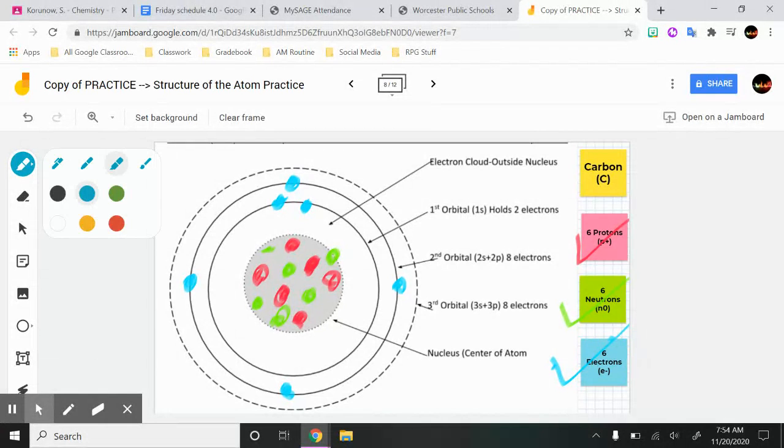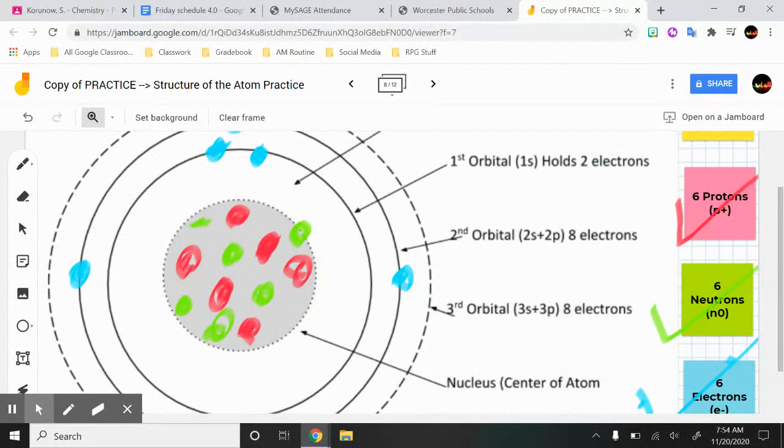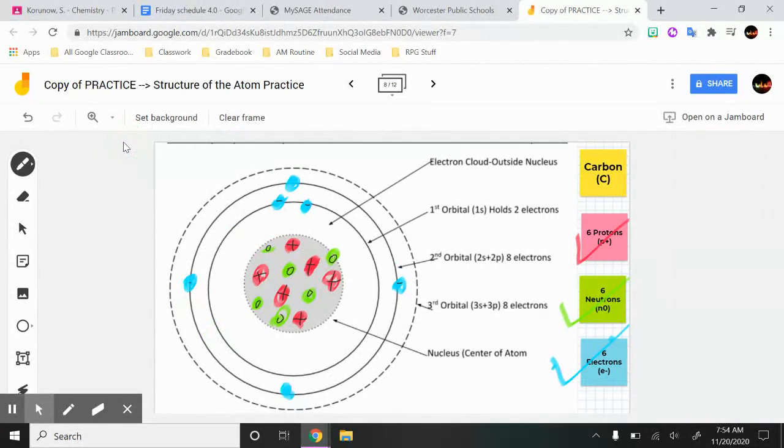Now, one last thing. Sometimes I put the charges in here as well. If you're having a hard time with the charges, that's okay. But just remember, protons are positive. Neutrons are neutral. And electrons are negative. Okay, you do not need to draw them in, but just know they do have charges.